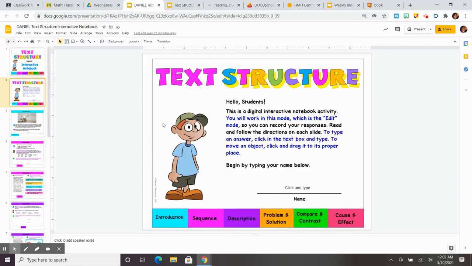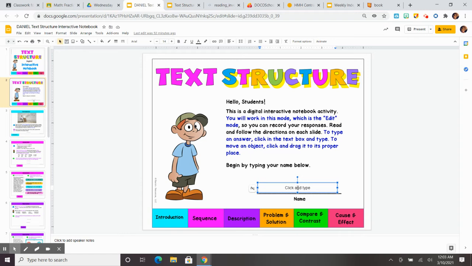All right, so on this tab, it says text structure. Hello, students. This is a digital interactive notebook activity. You will work in this mode, which is the edit mode, so you can record the responses. And record the responses means typing your responses. Read and follow the directions on each slide. To type an answer, click in the text box and type. So obviously you will click in the text box and you will type.